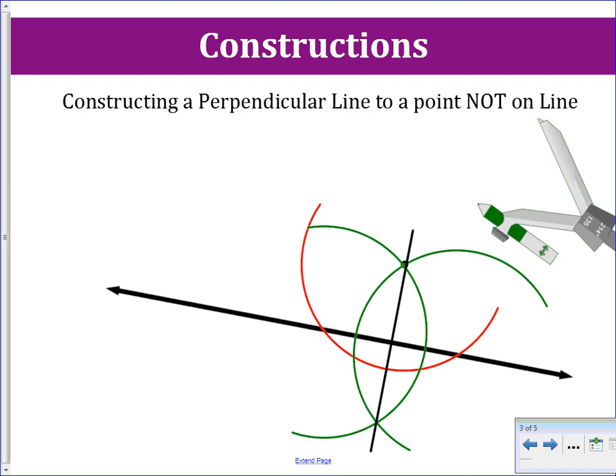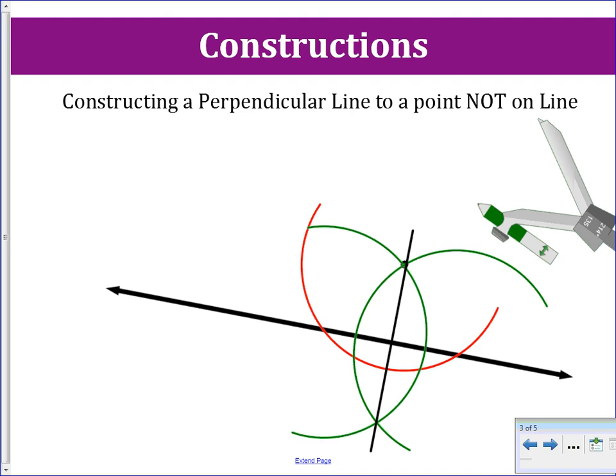Now, if you look at this construction, you will notice that the point we started with is only on our new line. That is something that you need to keep in mind when you look at the next construction, because you're still starting with a line and a point, but your end result looks a little bit different, and you need to be able to differentiate between those things. So this was the construction of a perpendicular line to a point not on the line.